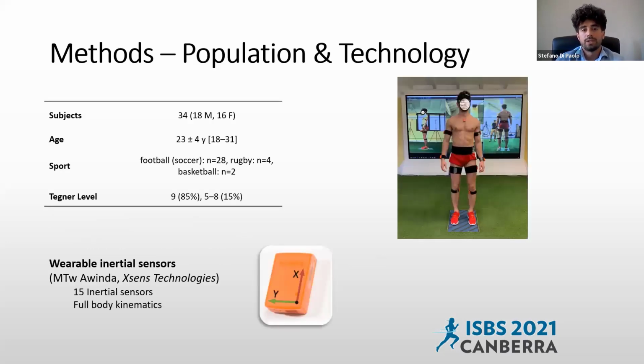The cohort that we investigated was made of 34 subjects, equally distributed among male and female. They were all young, average age was 23 years old, and all belonging to pivoting sports, mainly football, soccer, with a technical level 9. To conduct our biomechanical analysis, we used a set of wearable inertial sensors from Xsens. Particularly, we used a set of 15 inertial sensors, and we captured full body kinematics.